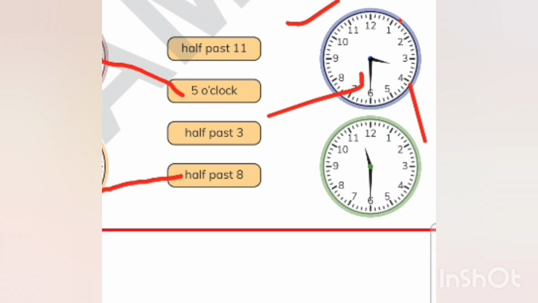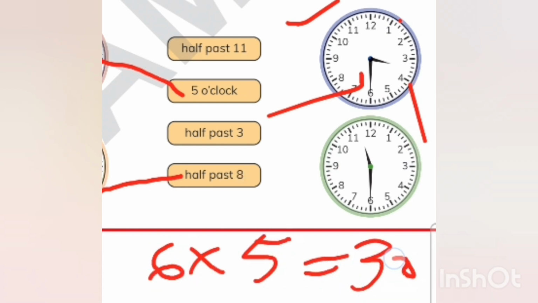So when it is the small needle, we will not multiply with 5, we just say wherever our needle is. Okay, so this is 3, and the big needle is on 6. We know very well that the big needle is on 6. It means we have to multiply 6 with 5, and then it will become 30. Now we can say 3:30, or we can say half past 3. In words we will say half past 3.